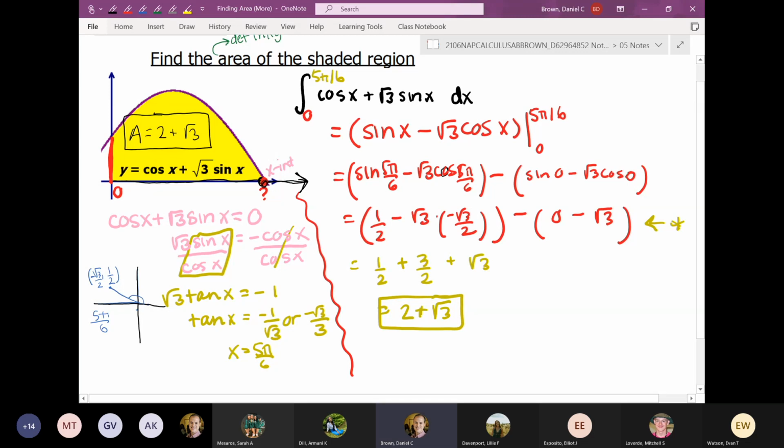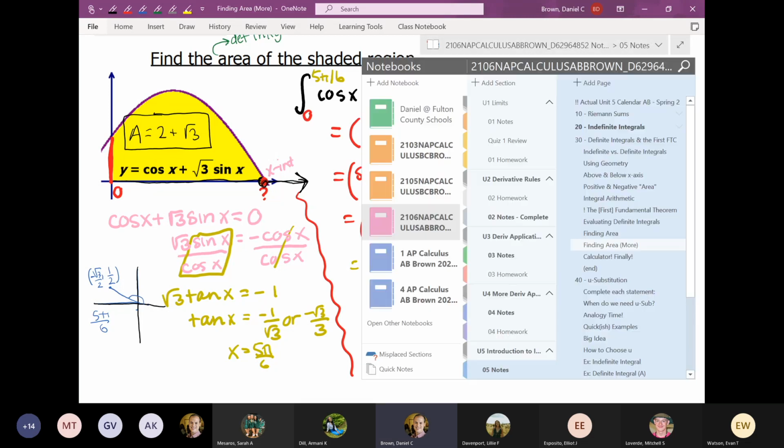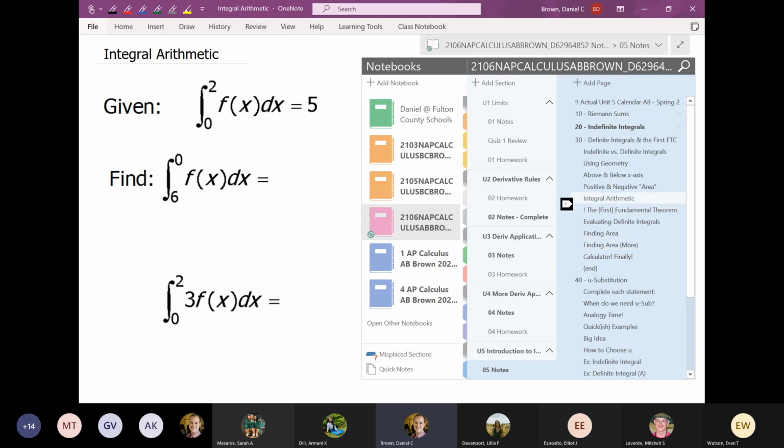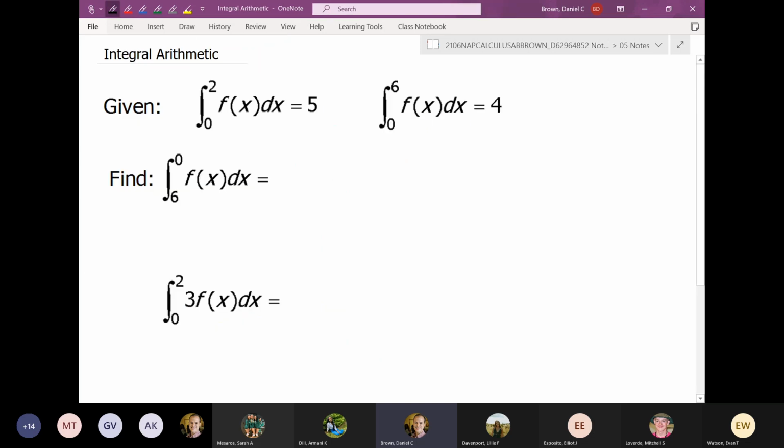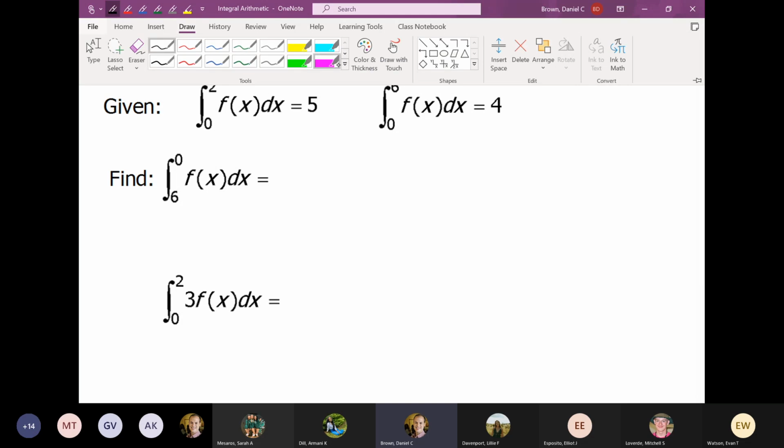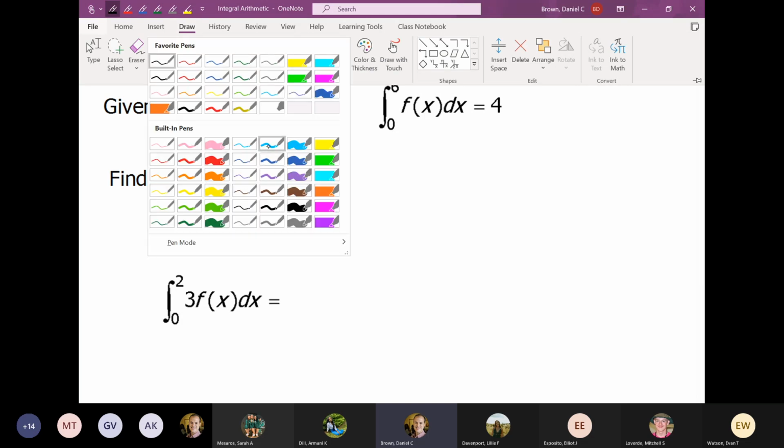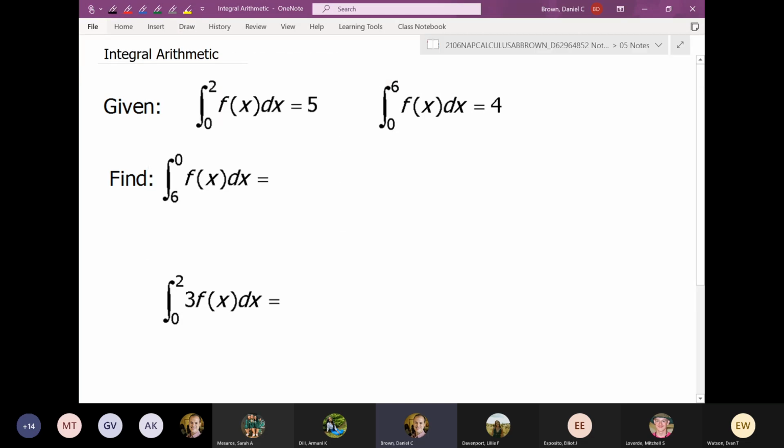All right, last slide we're going to do is one that we skipped previously because I wanted to do the first fundamental theorem first. And I call this topic integral arithmetic. A lot of students can figure this out, honestly, without me explaining it because to them it's very logical as long as you know what the definite integral represents. It represents net area. And as long as you remember the rules of when we consider that area positive and when we consider that area negative.